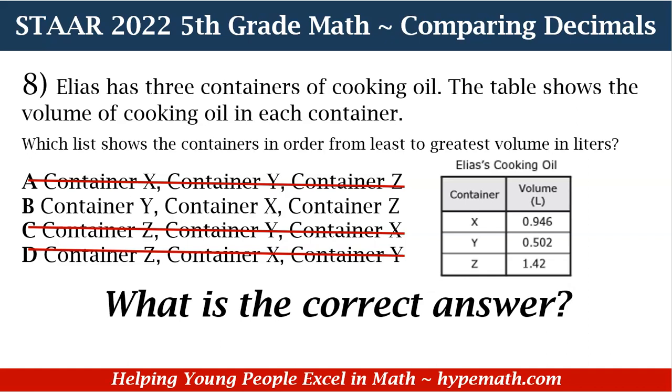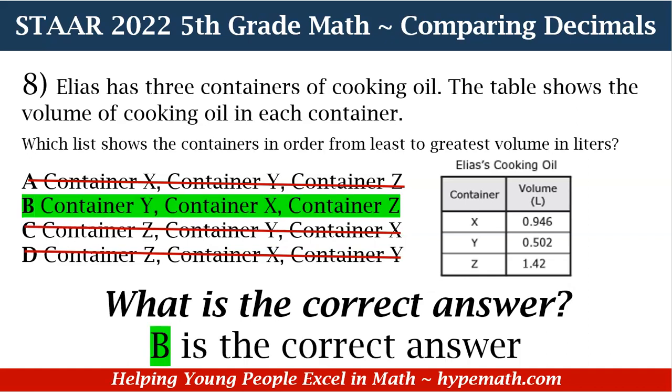That means we can cross out A, C, and D as potential right choices because they do not have container Y as the first listed container. And since we've eliminated all of those, our correct answer is B. In ordering our containers from least to greatest, it is container Y, container X, and container Z.